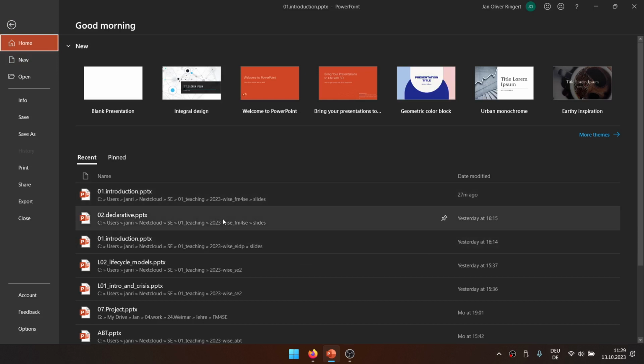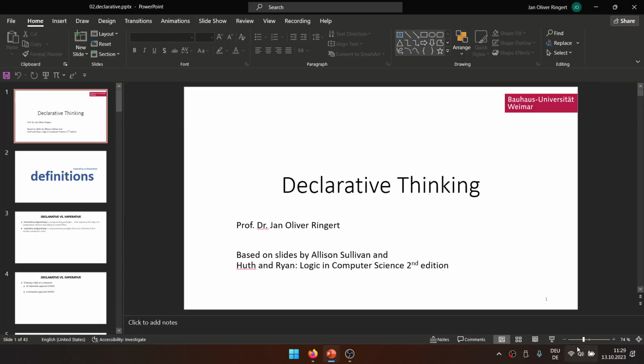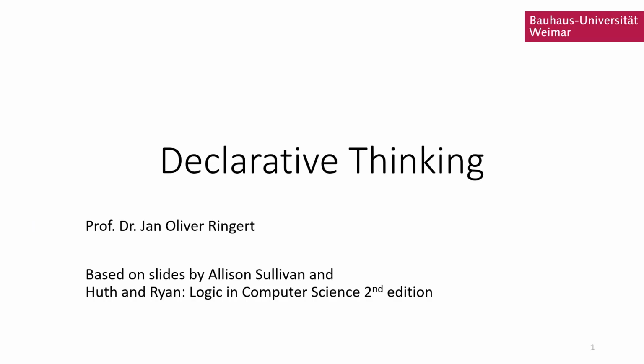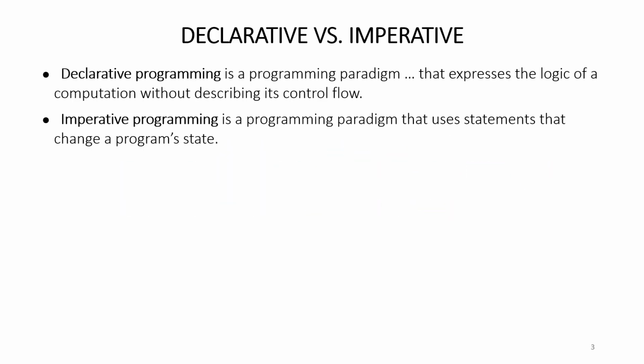first real part. So let's have a look at this declarative thinking. We talked a little bit about specifications, but who has ever written a specification? So who has ever written a program? Good. So there is some difference between the way we usually write programs and the way we write specifications. And the first thing we need to maybe look at is declarative versus imperative.